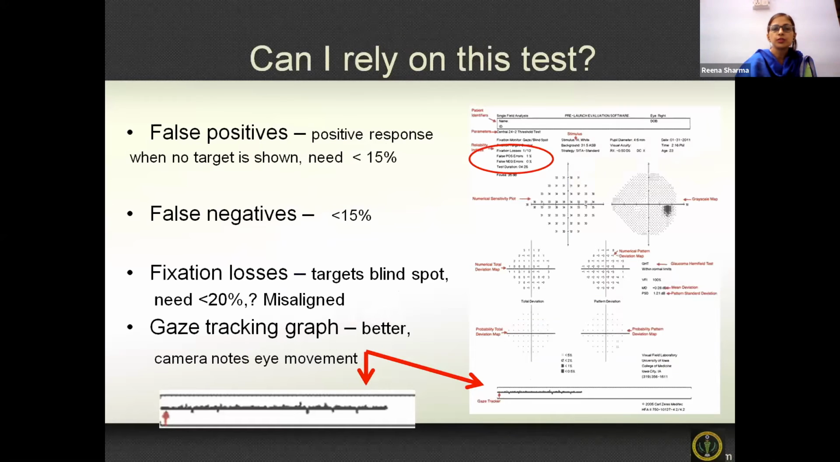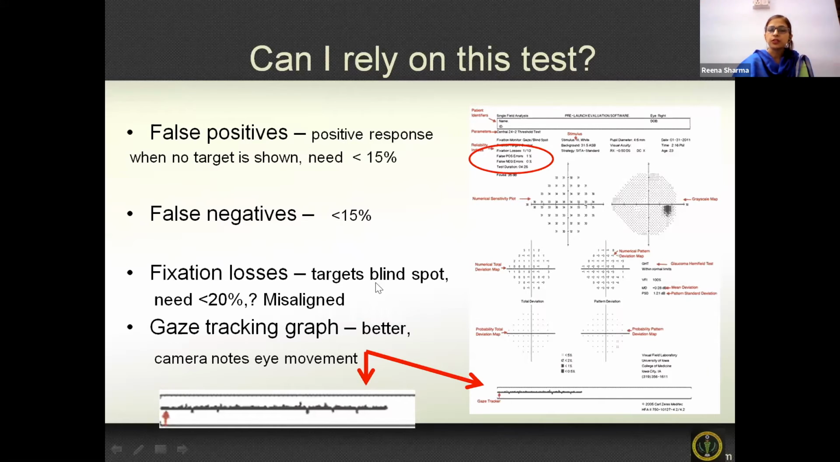Now, the first question that comes after examining the superior-most part of the visual field is: can I really rely on this test in my patient? For that, the reliability indices are there, which include the false positives. When no target is shown and still the patient presses the button, it's a false positive response. They should be less than 15%. False negatives, the opposite. They should also be less than 15% for the field to be reliable.